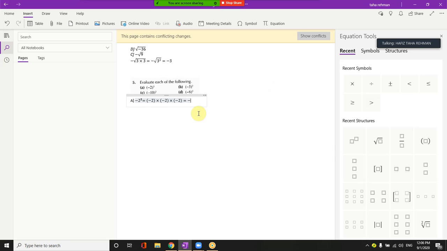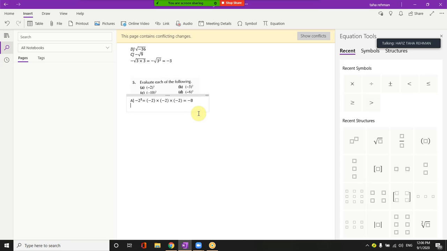And finally, 2 multiplied by 2 multiplied by 2, what would be the answer? 2 multiplied by 2 is 4, 4 multiplied by 2 is 8. You have to multiply, not add. So the answer is minus 8. Got it? Whenever we have negative sign in odd quantity, the answer will be negative. Whenever we have negative sign in even quantity, the answer will be positive.